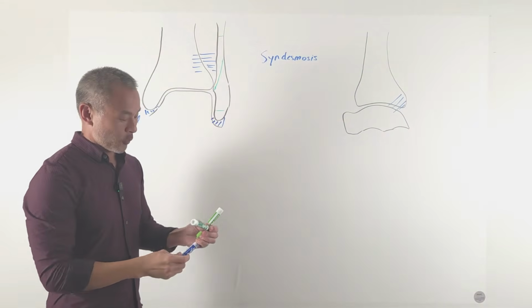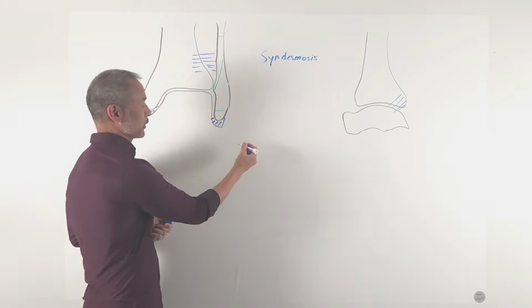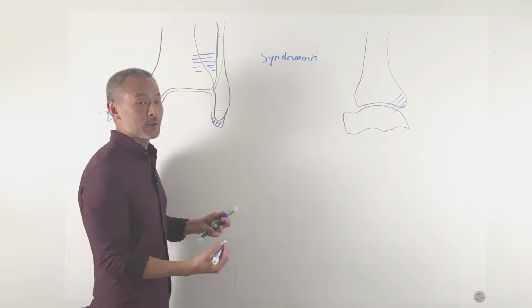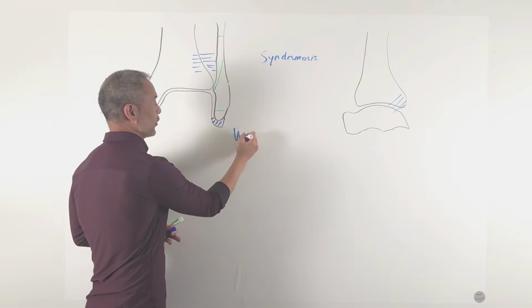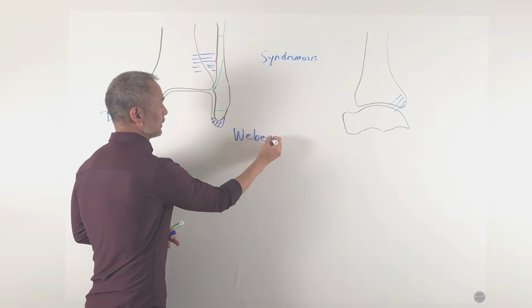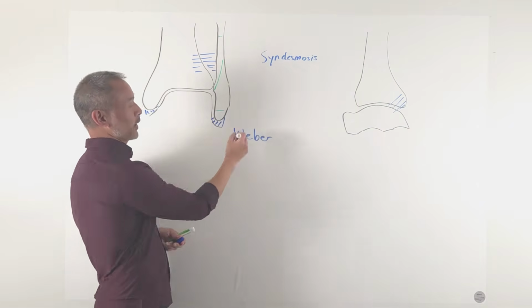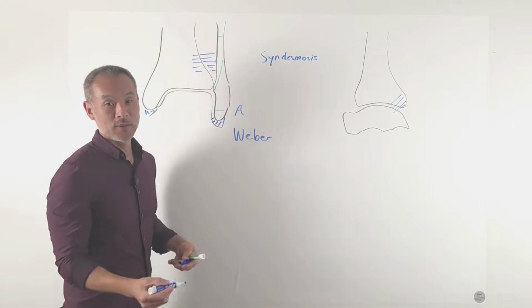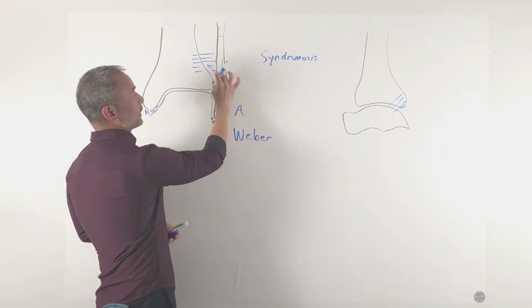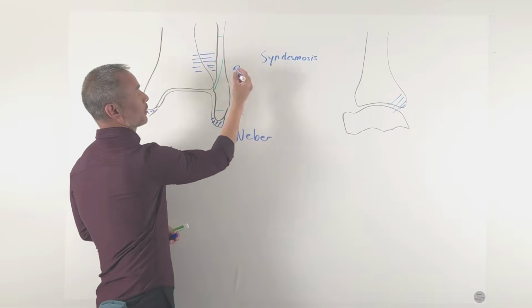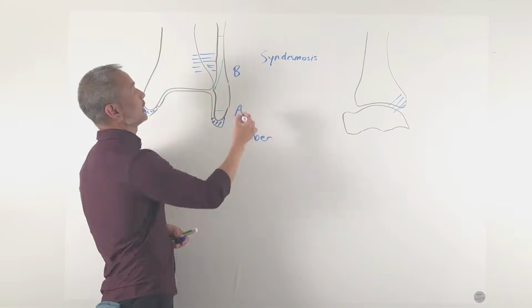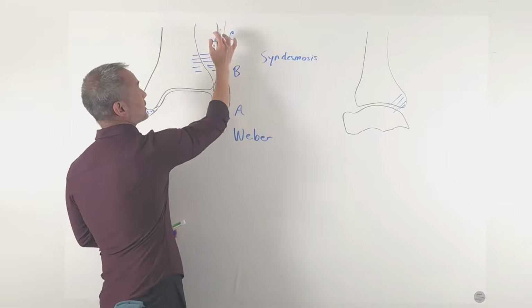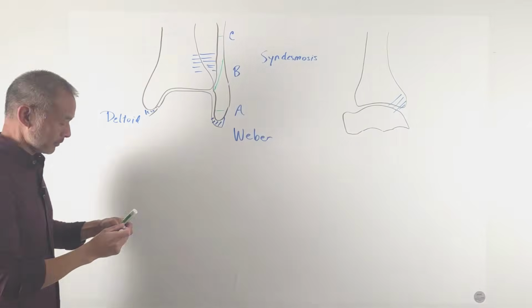Now some guy named Weber came up with a pretty usable classification system called the Weber classification system. This first fracture we call a Weber A distal fibular fracture. The second one at the level of the syndesmosis we call a Weber B distal fibular fracture. And the third, above the syndesmosis, we call a Weber C.